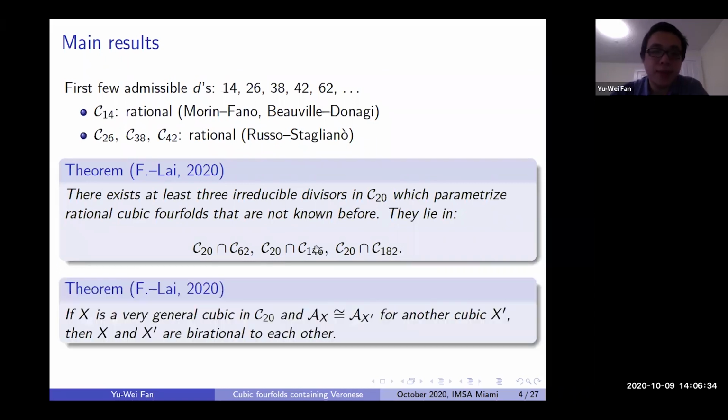Another result is that we prove the conjecture I just mentioned by Huybrechts in this special case: when X is a very general cubic in C_20, and if there's another cubic X' with an equivalent K3 category as X, then they are birational to each other. Right, so that's the main result. Any questions so far?